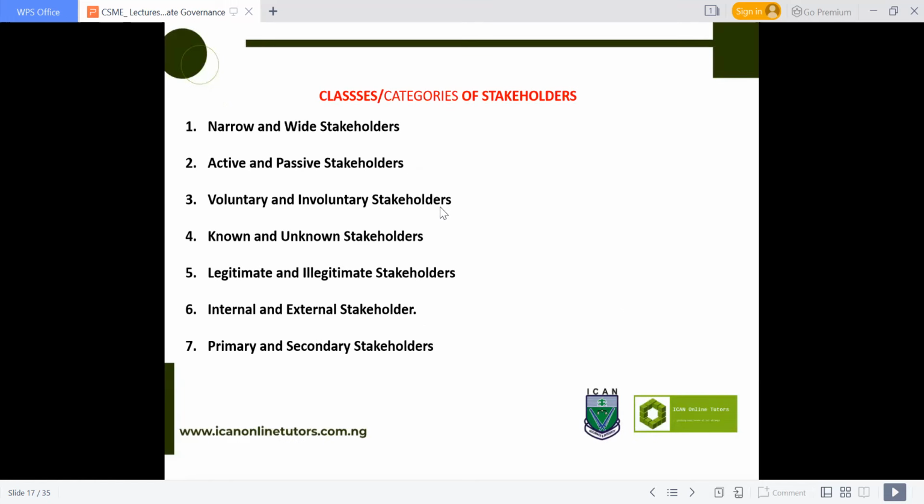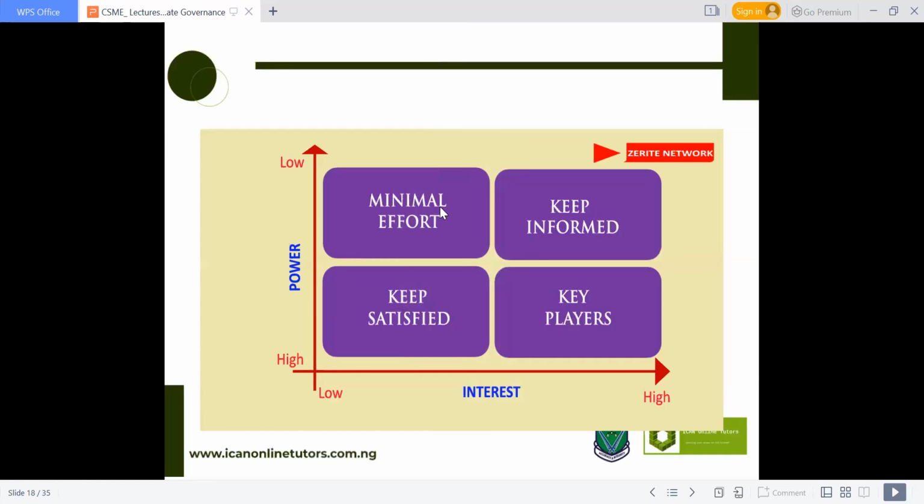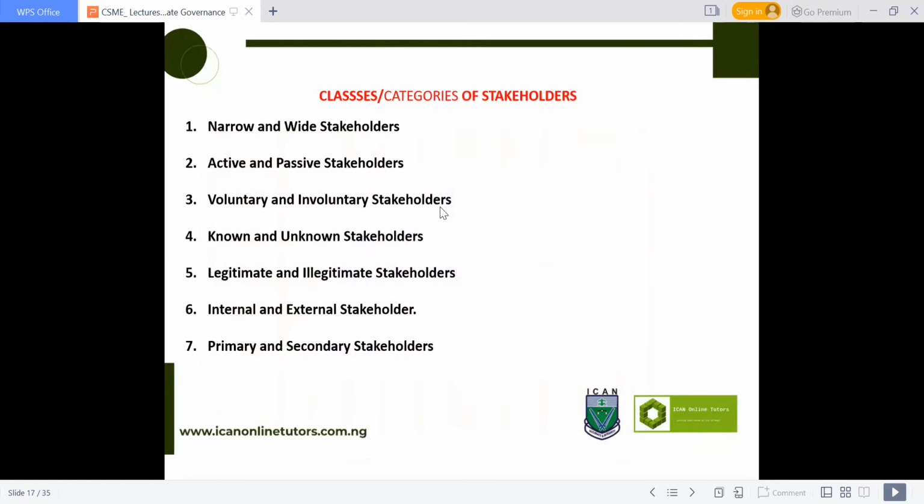Then we have classes of stakeholders, or sometimes we call them categories of stakeholders. Stakeholders can be categorized into 7. We have narrow and wide, active and passive, voluntary and involuntary, known and unknown, legitimate and illegitimate, internal and external, primary and secondary. And if you check the PDF that I sent as well, I explained everything there. So let me explain this as well now.